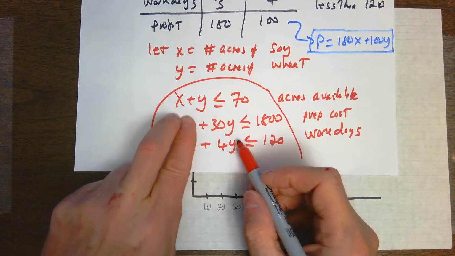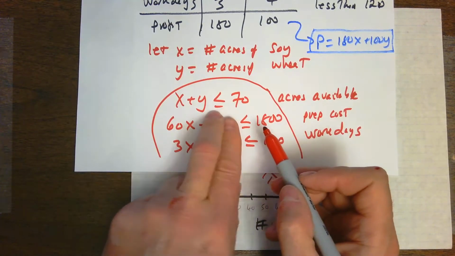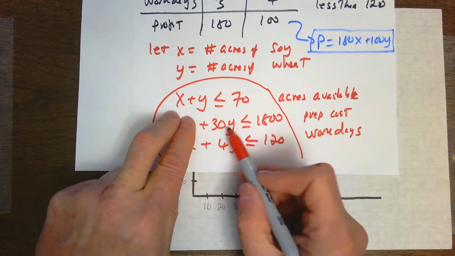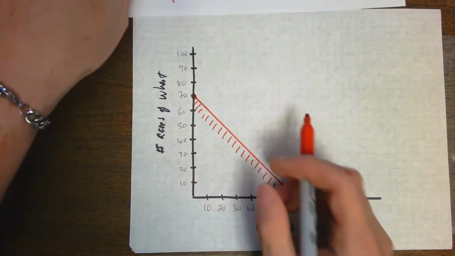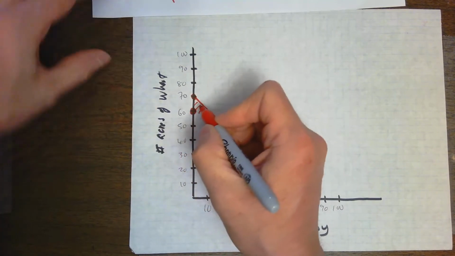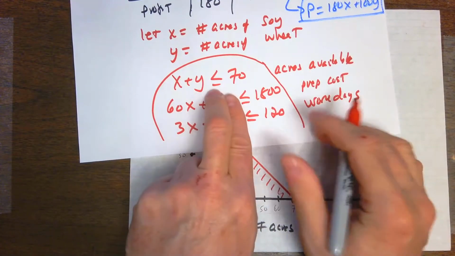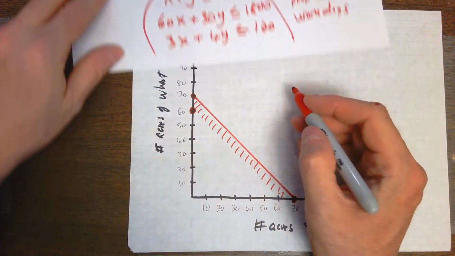So now my prep costs. All right, so let's see. What's my y-intercept? Plug in 0 for x. Divide both sides by 30. And it looks like my y-intercept is 60. And plug in 0 for y. Divide by 60. My x-intercept is 30.